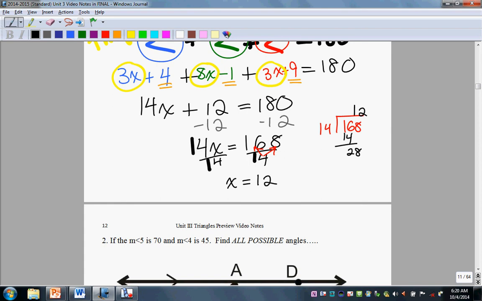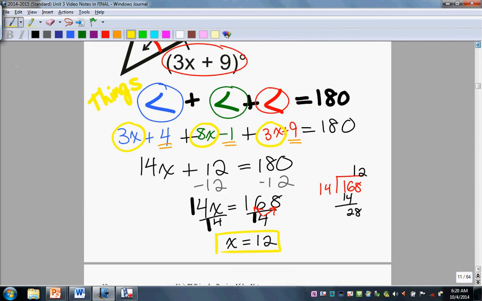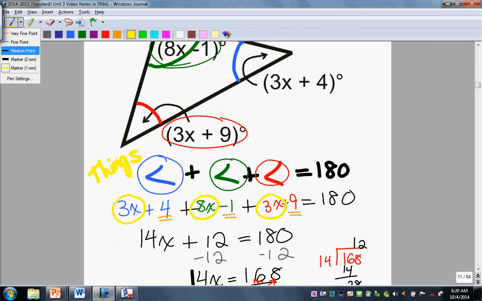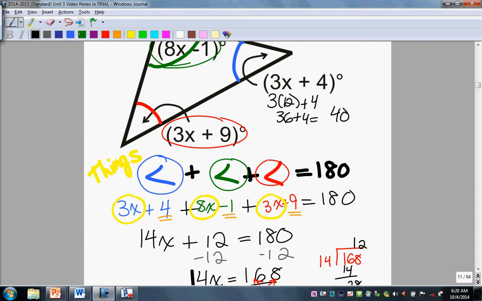Now I'm being really careful, double checking my math. X equals 12. Let's see if that works. Coming back up here. 3 times 12 plus 4, that's going to be 36 plus 4, that equals 40. So this angle is 40 degrees.